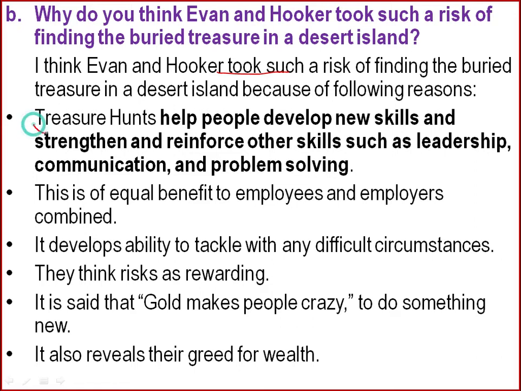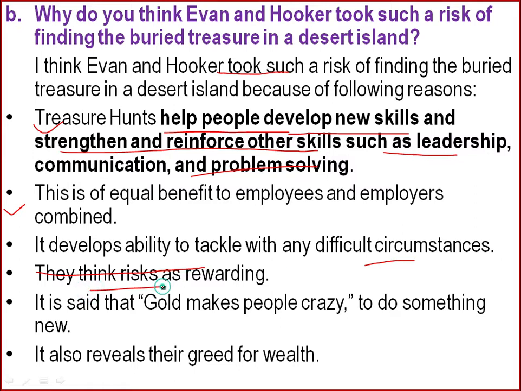The first one is treasure hunting helps people. Treasure hunting ले मान्छेलाई के गर्छ to develop new skill, नयाँ skill develop गर्छ. Strengthen and reinforce other skills such as leadership, communication and problem solving. The second one is this is of equal benefit to employees and employers combined. दुईटैको लागि जो खनिरहेका हुन्छन् जो सँगै गएका हुन्छन् सबैको लागि बेनिफिसियल हुन्छ. It develops ability to tackle any difficult circumstances. यसले मान्छेलाई बलियो strong and brave बनाउँछ.